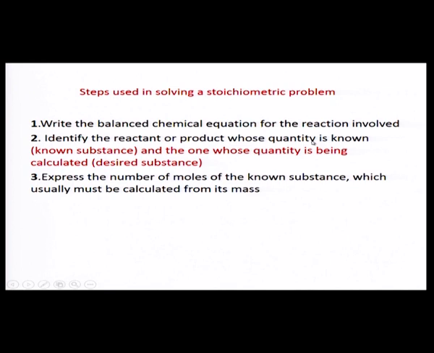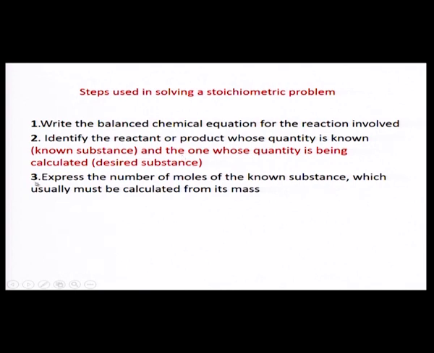For a particular reaction, we will always take a known quantity of reactants, or we can monitor the quantity of product formed. This should be known. So, with a known substance, one whose quantity is being calculated is actually the desired substance. Only one thing is unknown. From that, using this stoichiometric equation, we can calculate it.